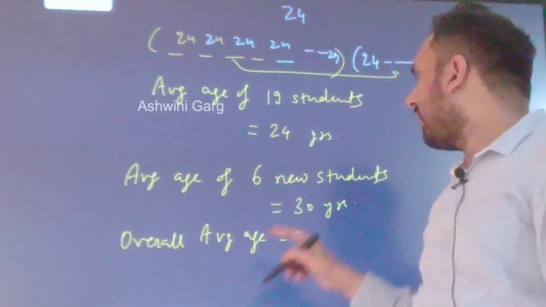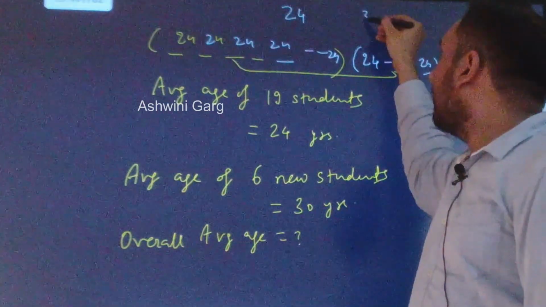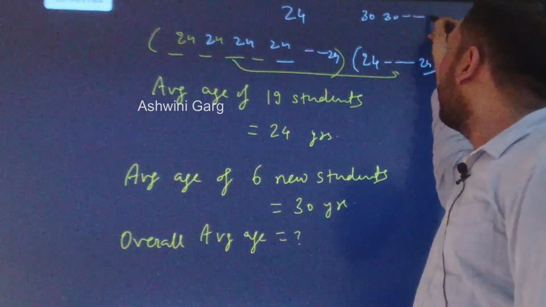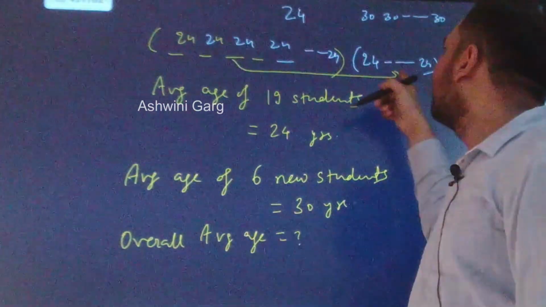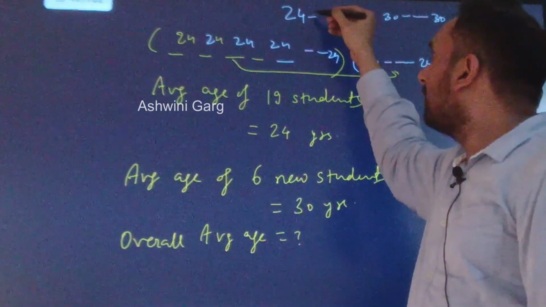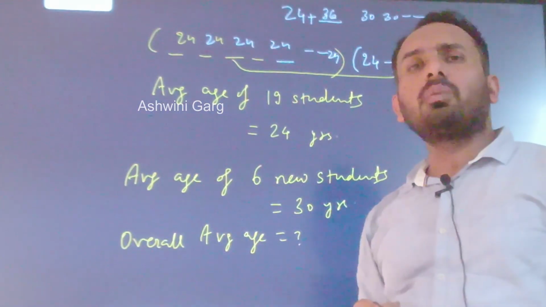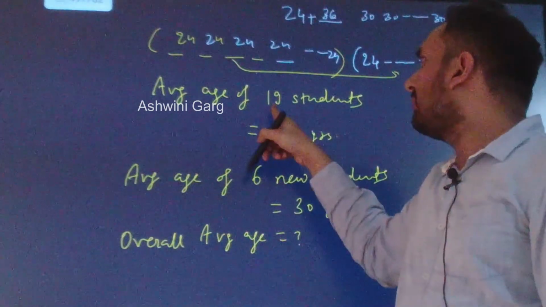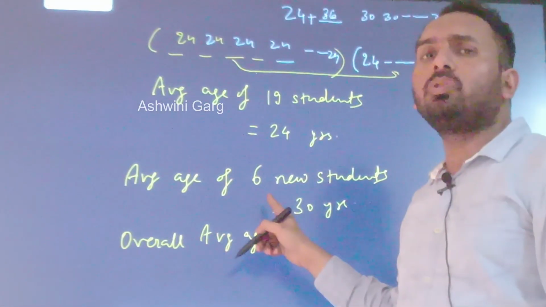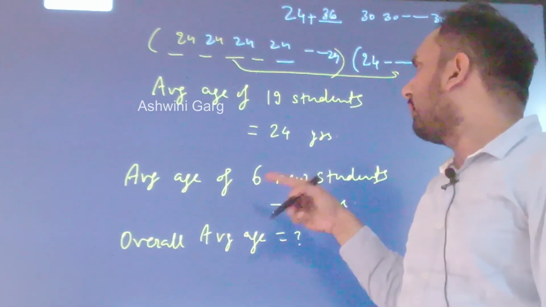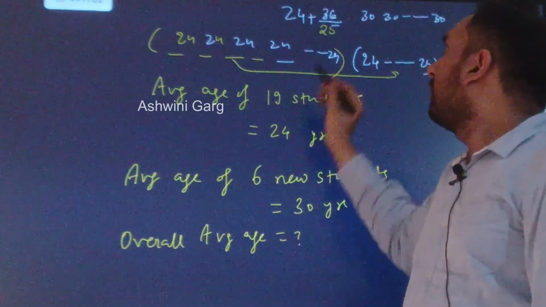Now how many times do I have extra values? My average is 30, so the actual age was 30 for all of them. So my extra 6 will be there how many times? 6 times. So I have 36 extra. Now this 36 will be distributed among how many people? I had 19 students here and 6 new students, so it must be distributed among 25 students. So 25, if I divide, what should be the value?